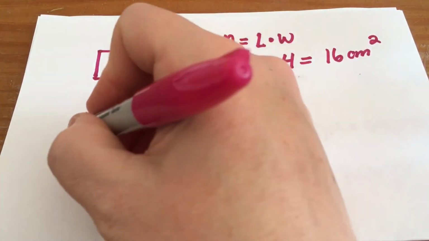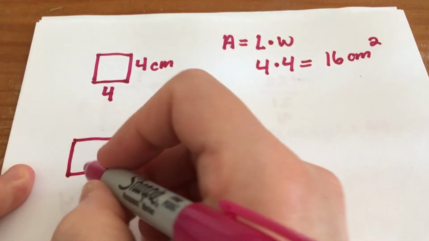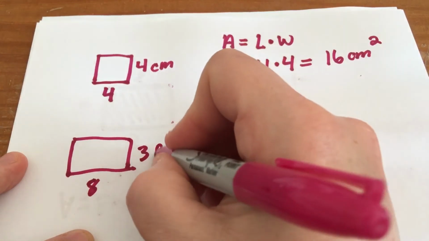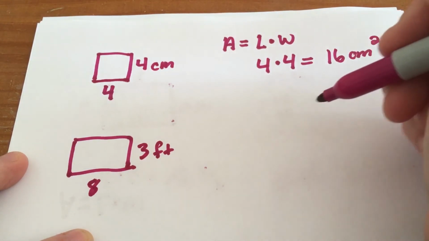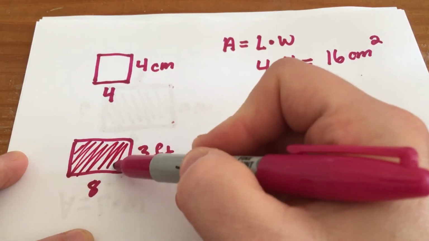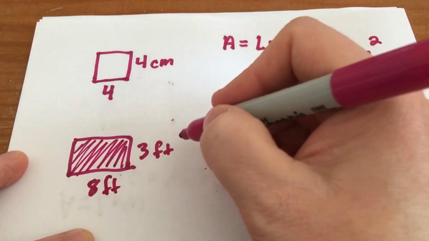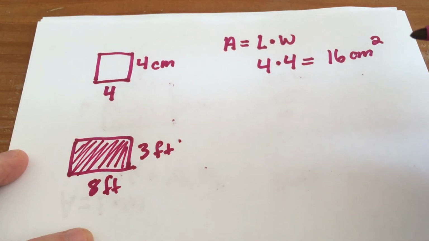Let's do another one. So we have a room in your house and you want to put carpeting in. So we would be talking about area. You measure your room and it's 8 feet long by 3 feet wide. How much carpet would you need to buy?